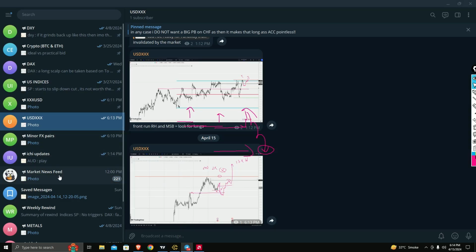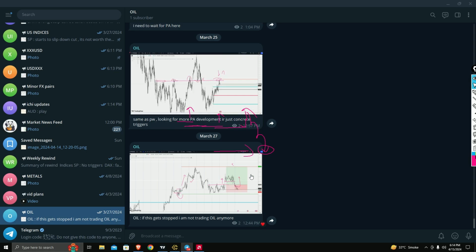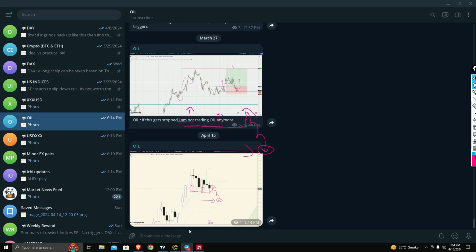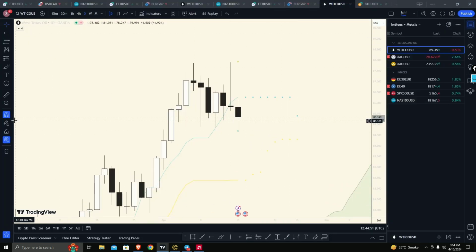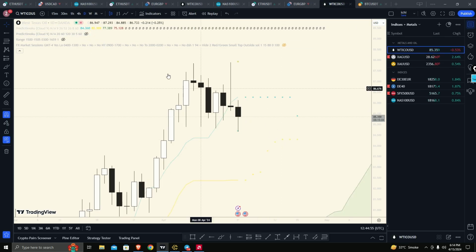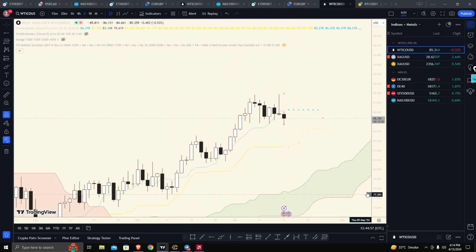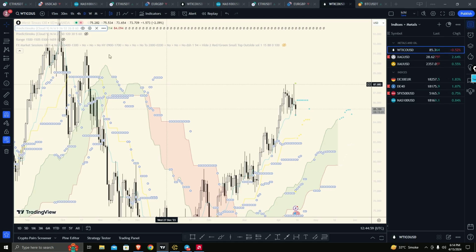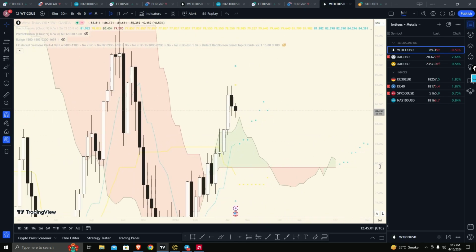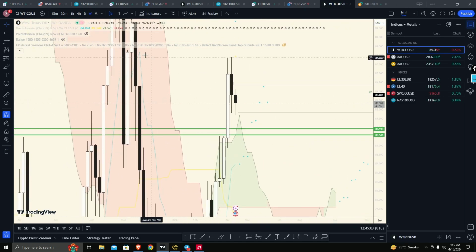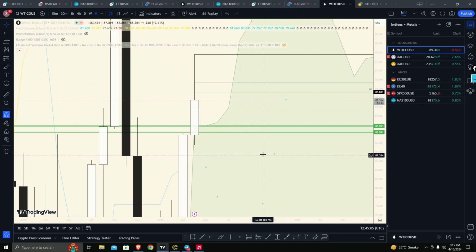First, let's just paste this chart on the oil channel. So I personally believe oil is going to come down, at least for the moment. For this week, maybe yes, it can come down. So there's the oil. There's a Kijun. I don't personally think it's going to come down to the Kijun, but it might come down to this area.